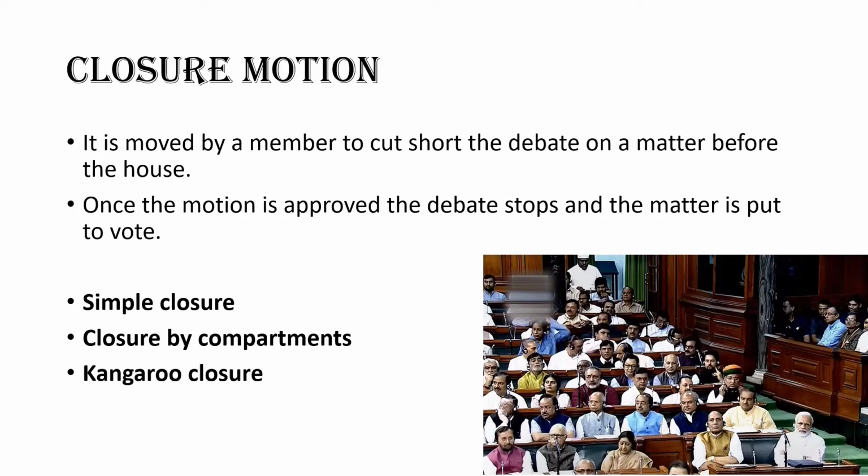Number 3, kangaroo closure. Under this type, only important clauses are taken up for debate and voting, and the intervening clauses are skipped over and taken as passed. Number 4, guillotine closure. It is one where the undiscussed clauses of a bill or a resolution are also put to vote along with the discussed ones due to want of time, as the time allotted for the discussion is over.